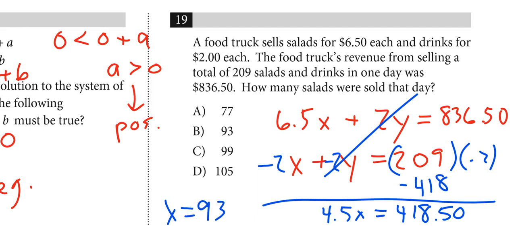Is that what they wanted to know? So for me, the x is the salad. How many salads were sold? Hey, we found it. We did not need to plug it back in to find the other one because they didn't ask me for drinks. They asked me for salads. Did I lose anybody on that?